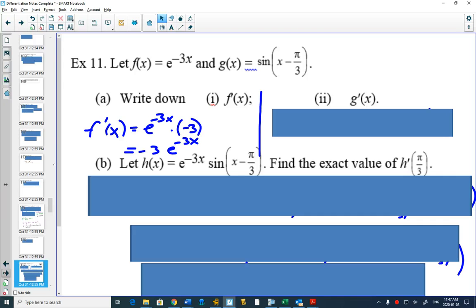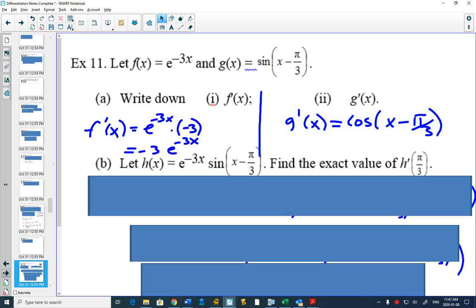The second one has x minus pi over 3 inside of sine of x. If you did that as a chain rule, well, derivative of sine is cos. Keep the inside the same. What's the derivative of the inside? 1. So you could write times 1 if you wanted to, but you don't need to.